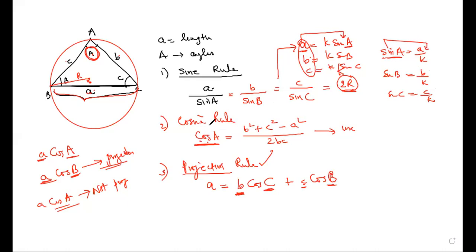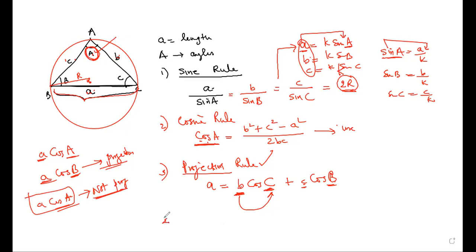Cosine rule will be applied when you want to calculate the cos of a particular angle, and if you know all the sides, that time you will apply cosine rule. Projection rule you'll apply when the length of the side is there with the opposite angle. If you have it like this, then you don't apply projection rule. You'll apply some other idea.